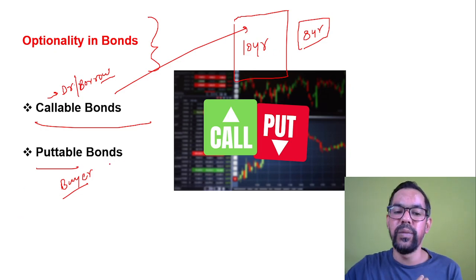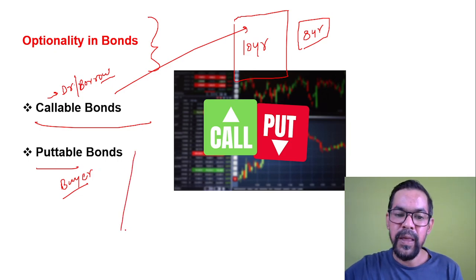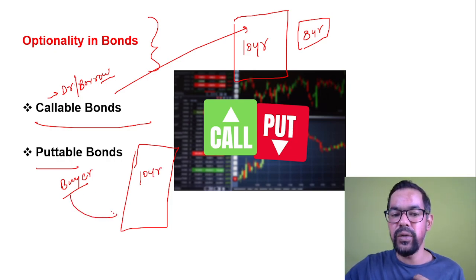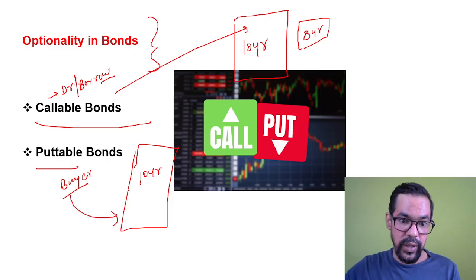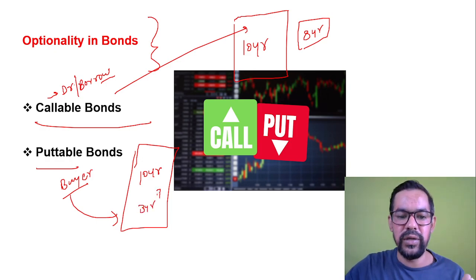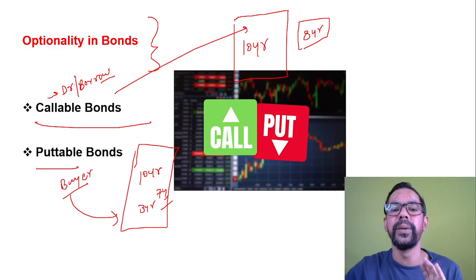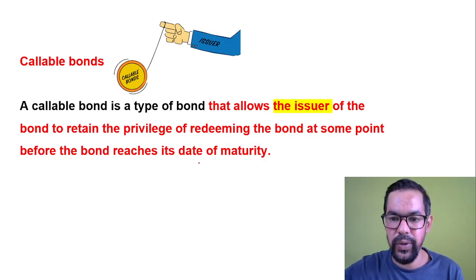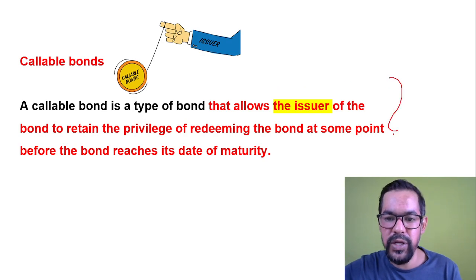In case of putable bonds, this is just the opposite. Here the right belongs to the investors. Let's say the maturity is 10 years. If the buyer wants to liquidate his money, he can do so after 3 years, after 4 years, or 7 years, or any time before the maturity. So callable and putable, these are the bond types. Again, a very important one for examination purposes.